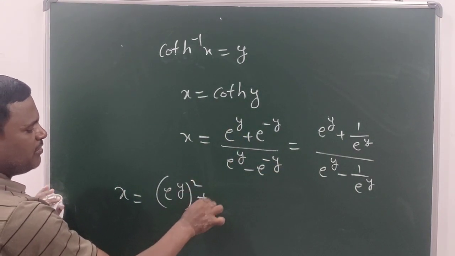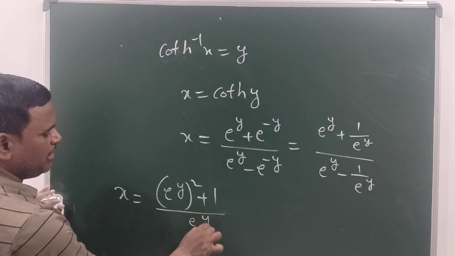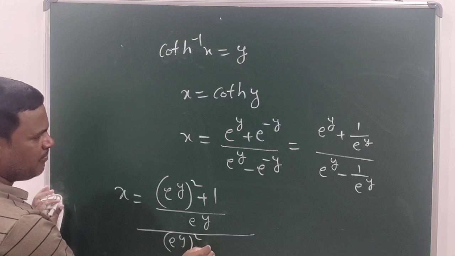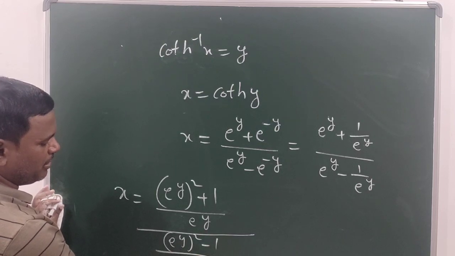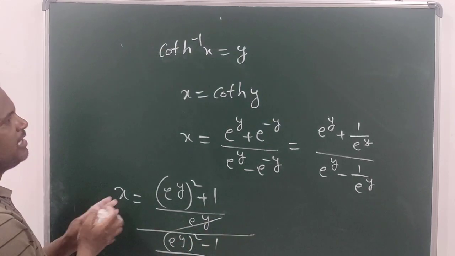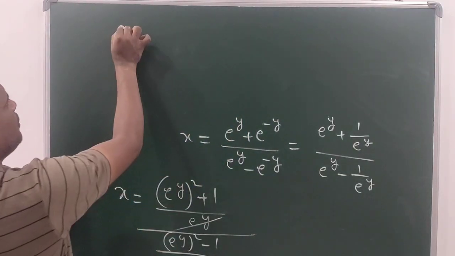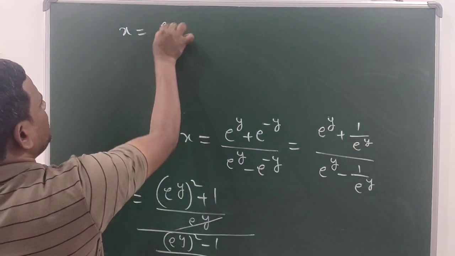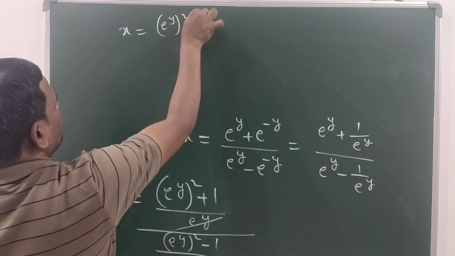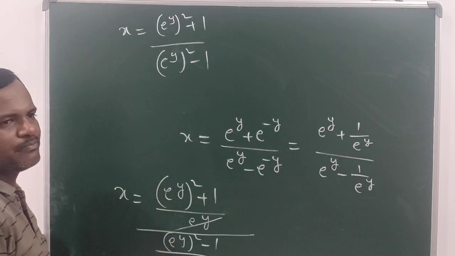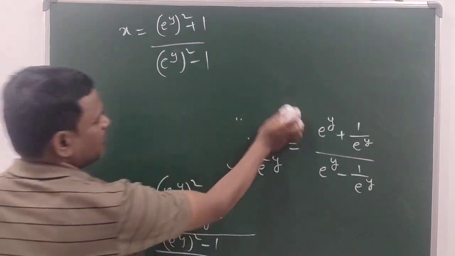((e^y)^2 + 1)/e^y divided by ((e^y)^2 - 1)/e^y. The e^y gets cancelled. After this, what do we get here? x equal to ((e^y)^2 + 1)/((e^y)^2 - 1). Okay.